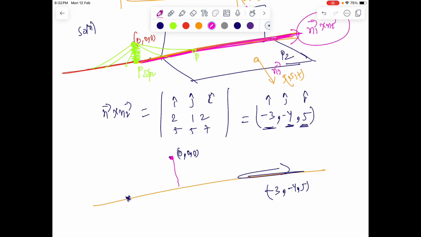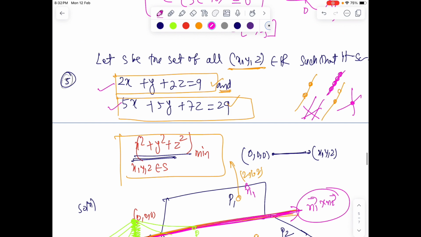We have origin somewhere 0, 0, 0. Now if I know just one single point on this, I can find the equation of line, and once I know the equation of line, finding the minimum distance will be a routine job, because we'll write the parametric form, and this dot this will be 0. Okay, so let's try to find a point on the line.